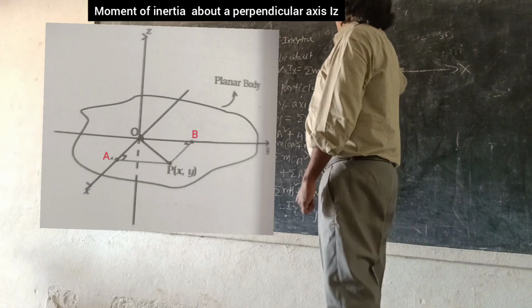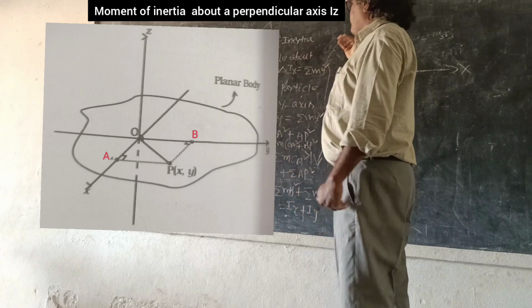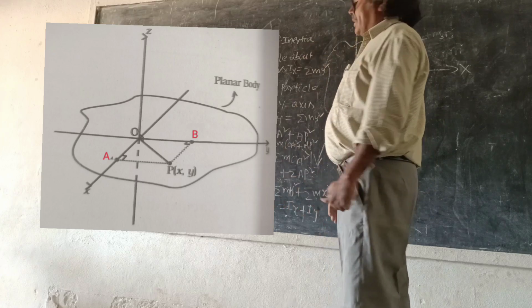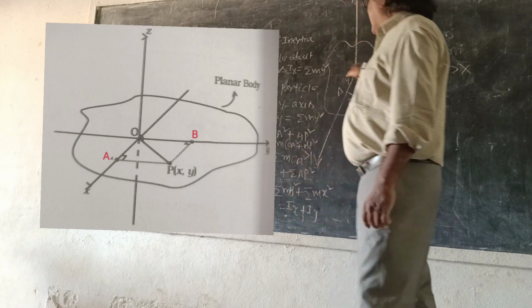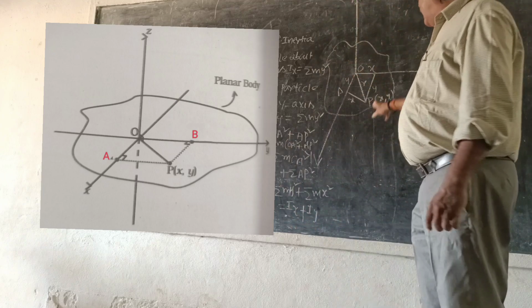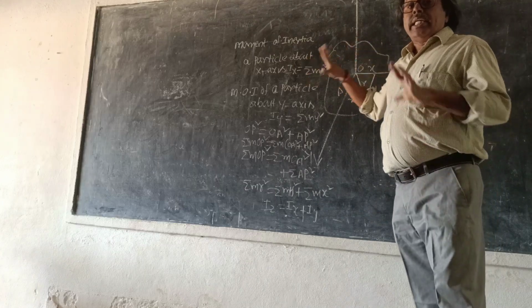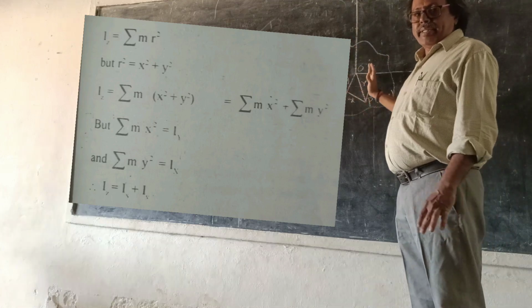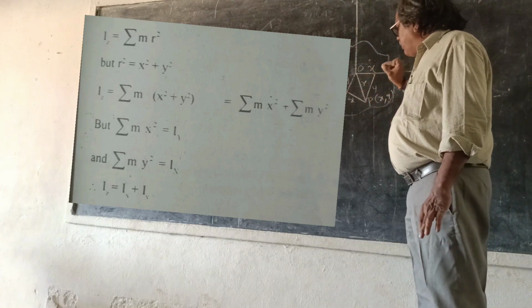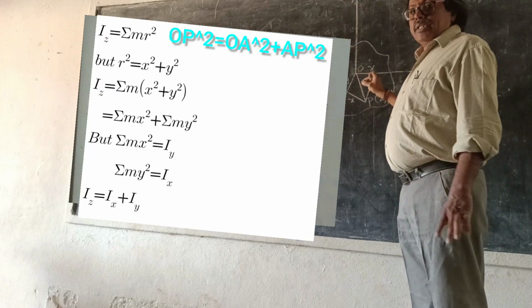Now let us consider the moment of inertia about Z axis, Iz. Now let us consider one more point P on the plane lamina whose coordinates are X and Y. We are calculating the moment of inertia at this point, and this is extended throughout the entire body.